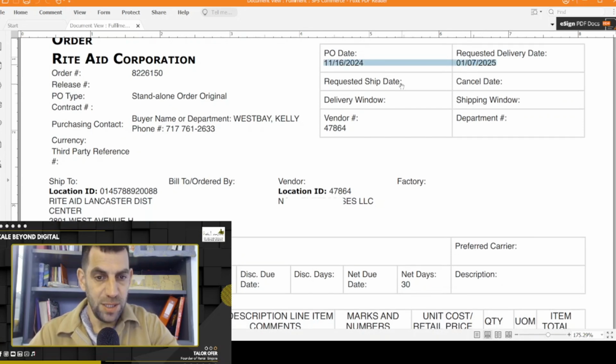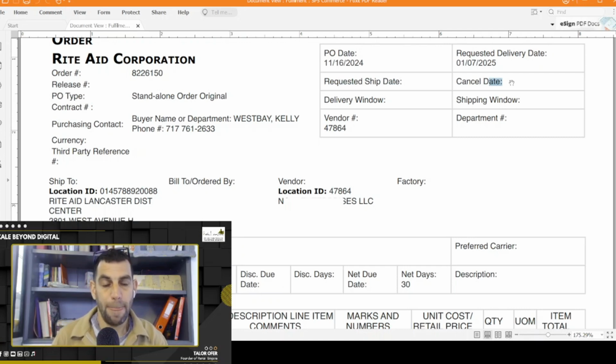Now, as you can see, there's a requested ship date, which is empty. It's the same as the delivery date, that's why it's empty. But the cancel date, right here on the right side, means they didn't write a cancel date, so they didn't plan to cancel at any point. But let's say a vendor should ship, like in this order, on January 7, and they have, for whatever reason, a delay.